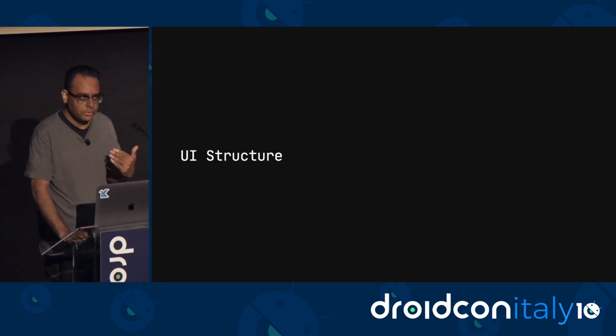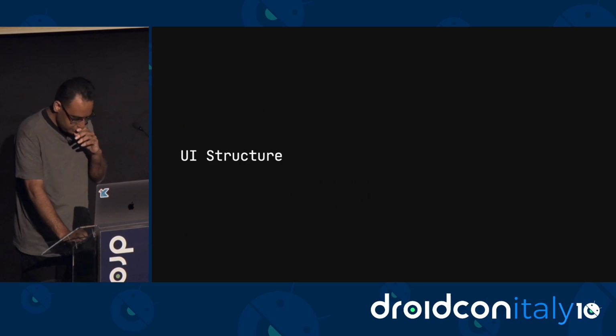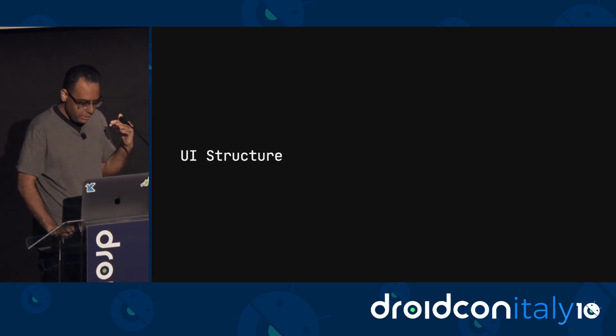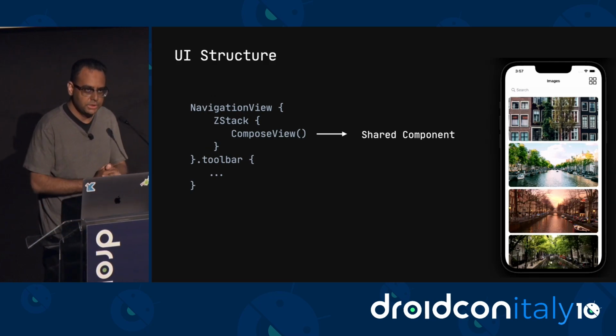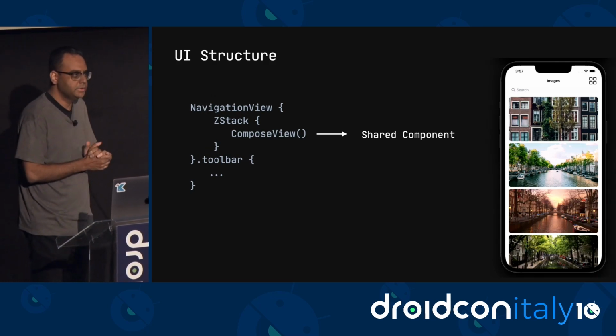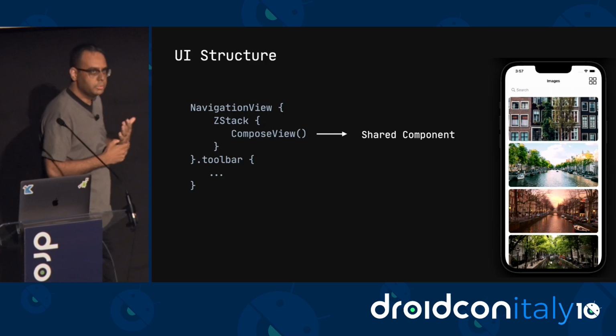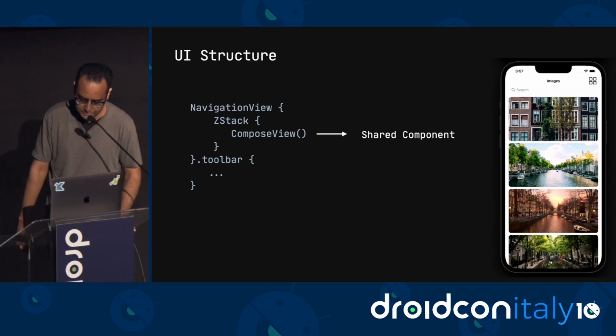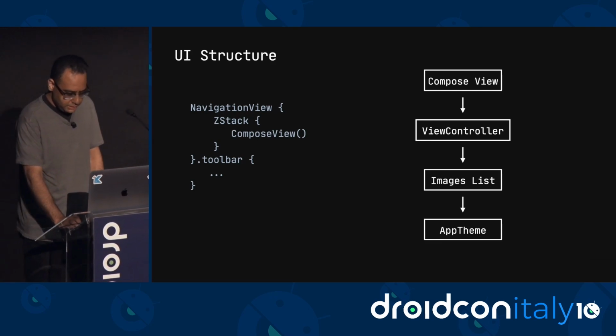So let me show you now, after we have our project like this, how do we go about accomplishing this goal? What happens underneath the hood? And this is where things get interesting. How is Compose View implemented? So this is how it's implemented.